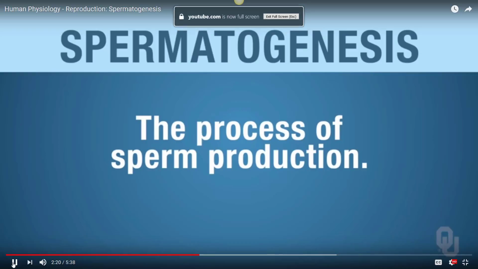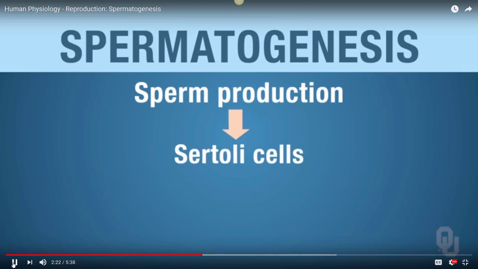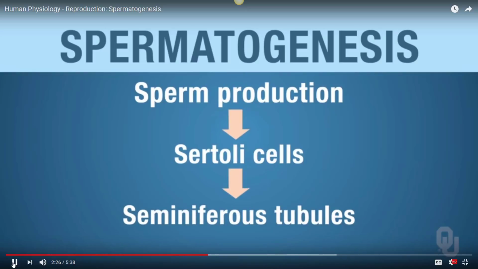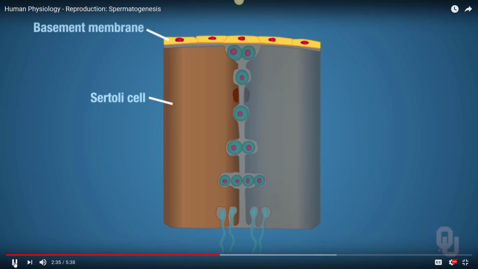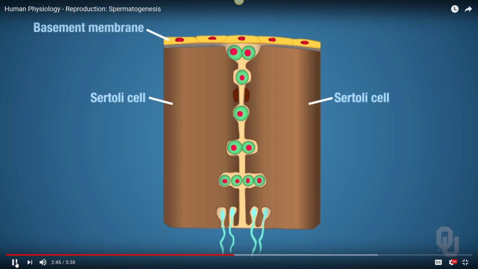Keep in mind that sperm production is associated with the Sertoli cells. And remember that the Sertoli cells are associated with the seminiferous tubules. And so where we're going to begin is at the basement membrane, okay? And then you have a Sertoli cell here on the left. You have a Sertoli cell here on the right. And we're going to be talking about spermatogenesis that's occurring between the Sertoli cells.